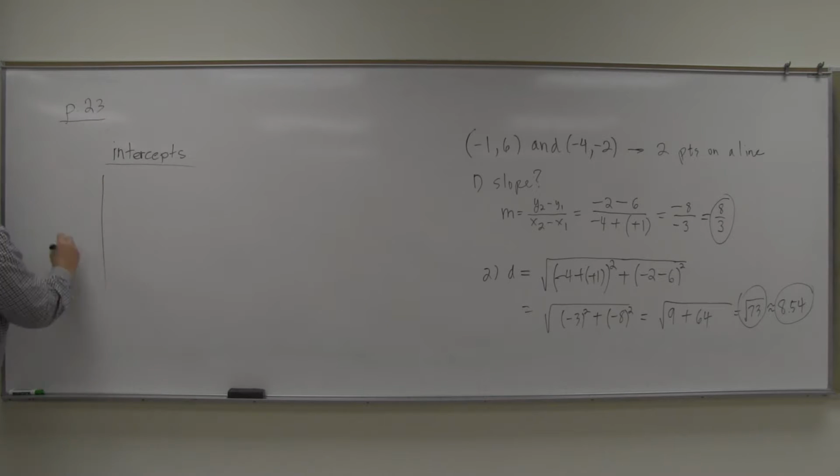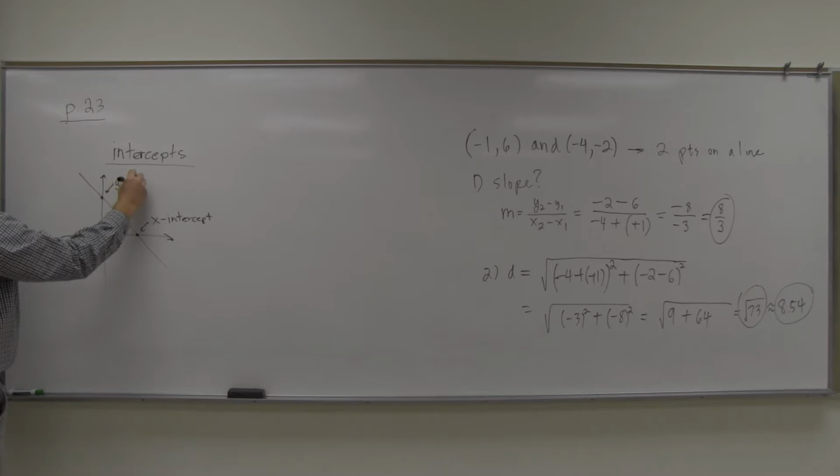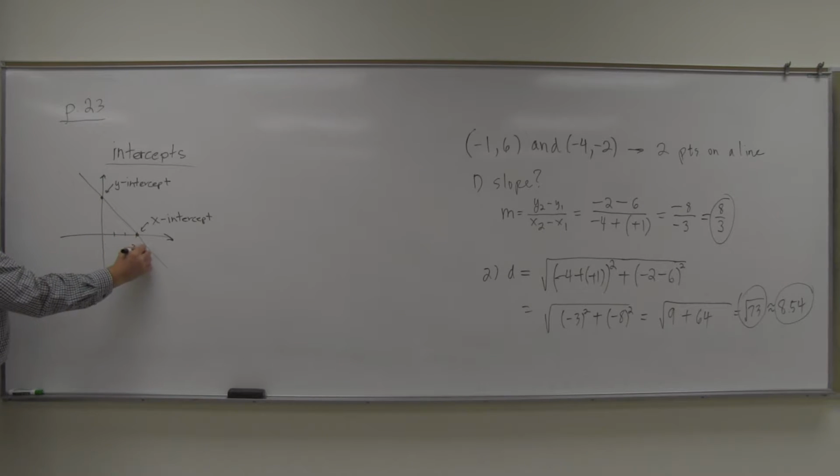So if I've got here, let's say it's this line here, the intercepts are where it crosses the x-axis and the y-axis. Of course, this is the x-intercept. This would be the y-intercept. And we could give it a point here. Let's say that looks 1, 2, 3. Say that one's 3, 0.